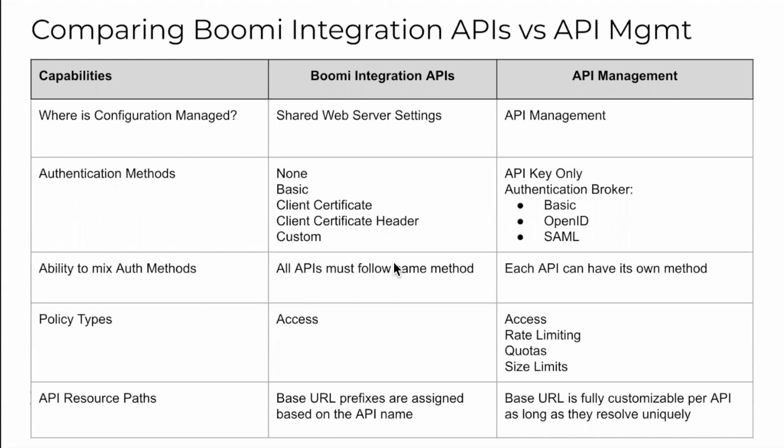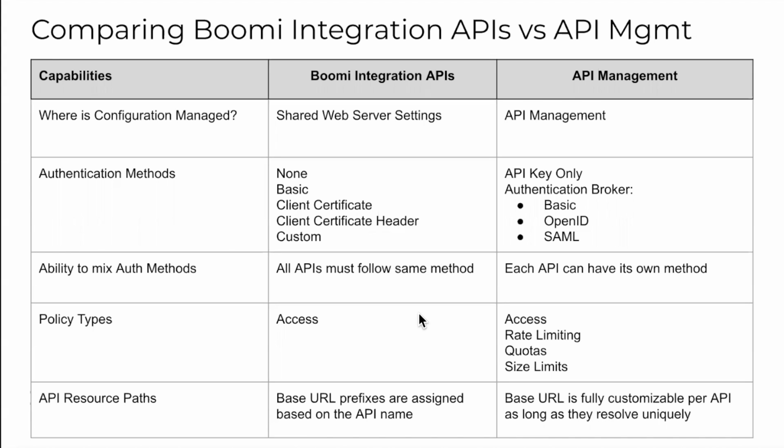Another difference is your ability to mix authentication methods. As I said before, if you're just using Boomi integration to build APIs, all of your APIs that you deploy have to follow the same authentication method, meaning you set it for the entire runtime across all your APIs. Within API management, this is much finer grained control. We can actually control this at the API level.